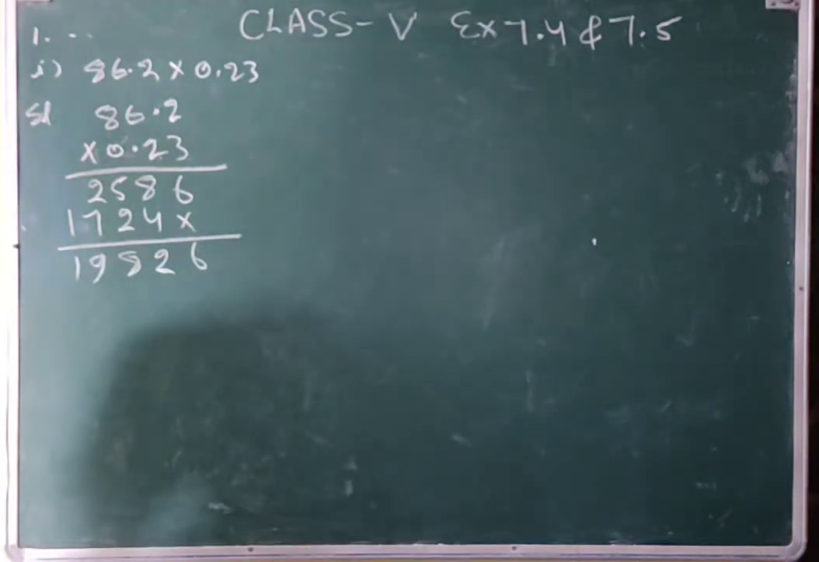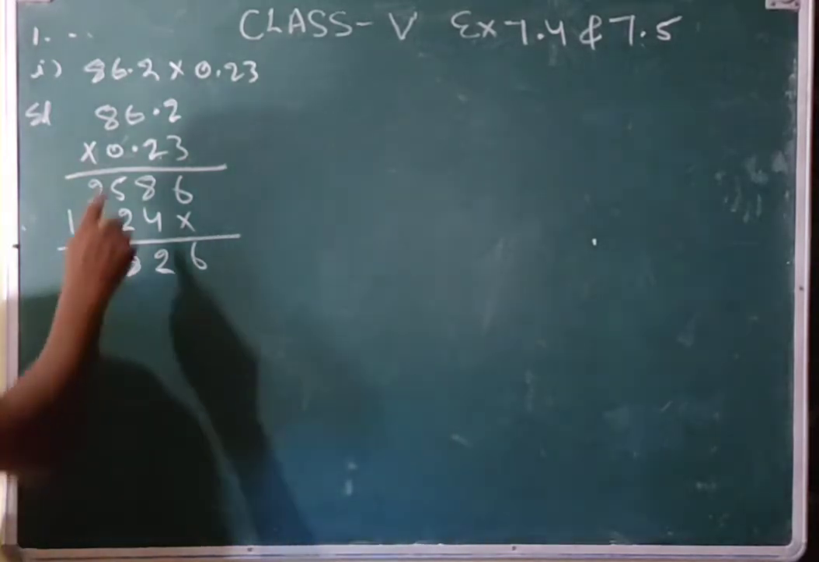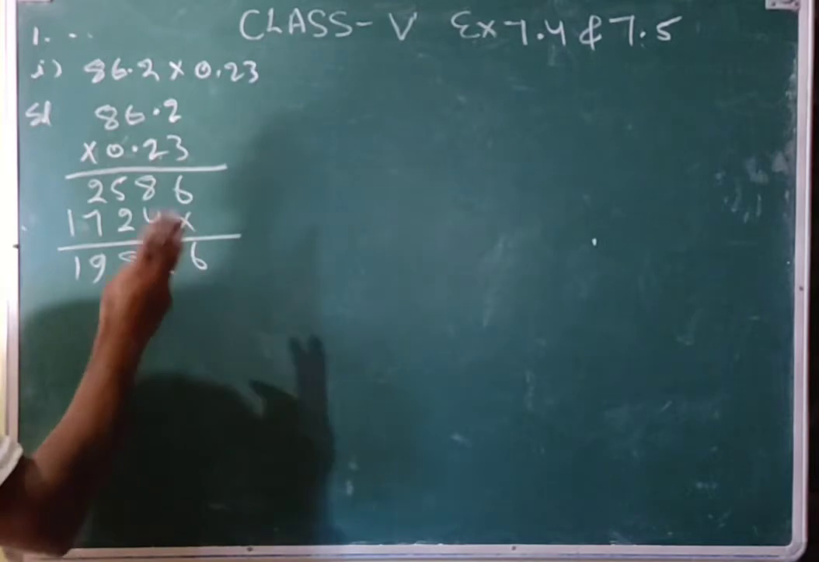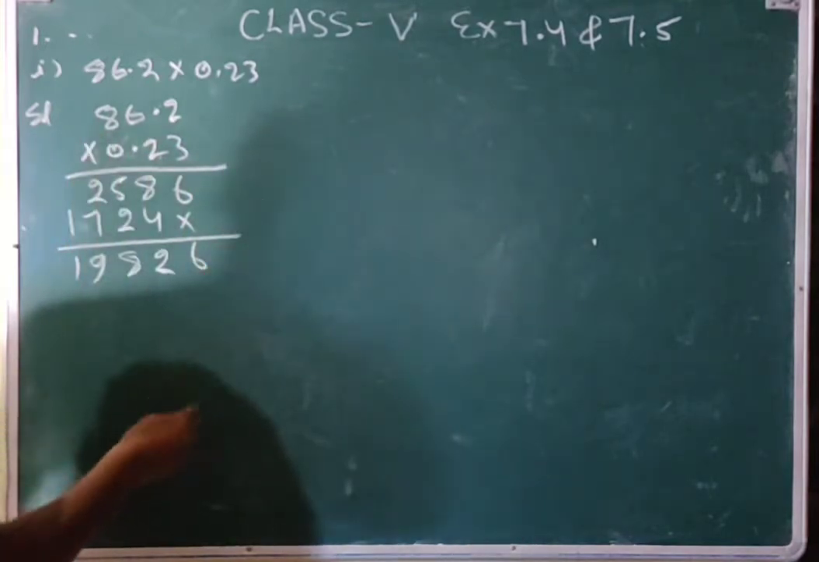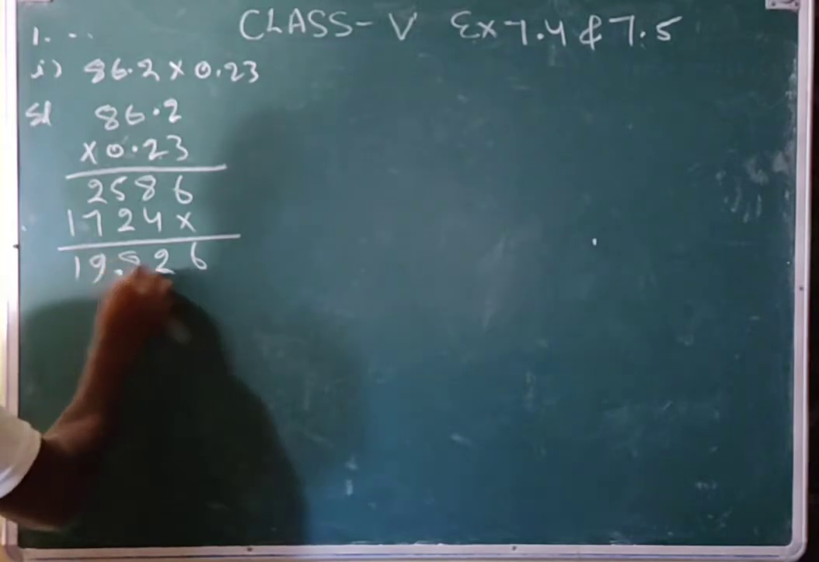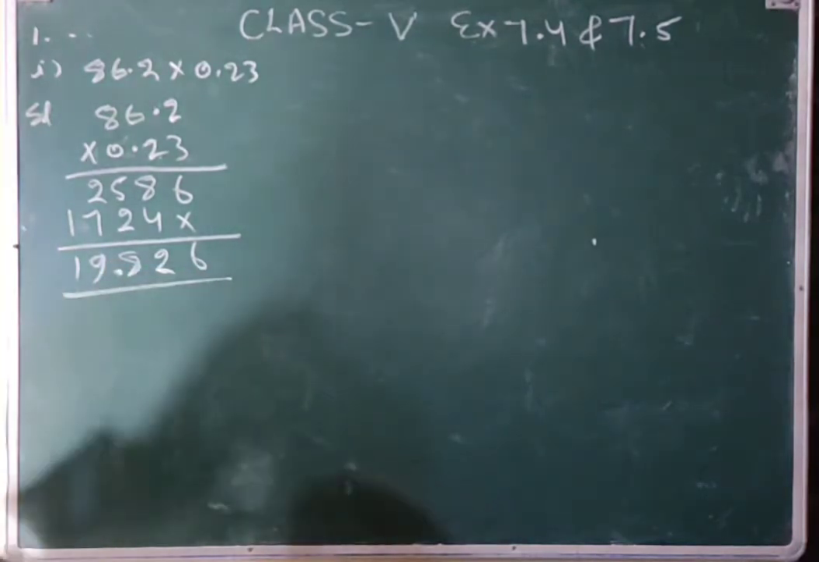Now how will you put the decimal? After decimal, 1 digit is here and 2 digits are here. It means total digits are 3. So we will count from here, last 1 2 3. So that will be where we put the decimal here.